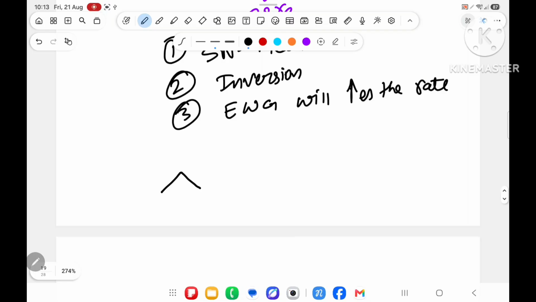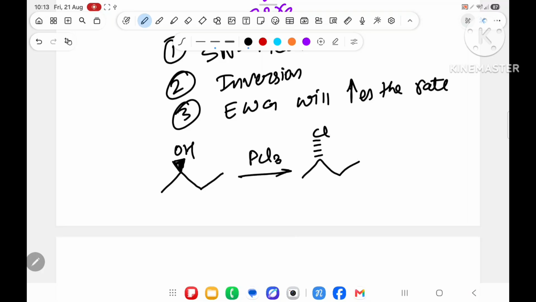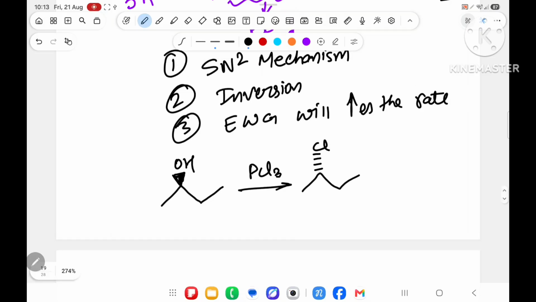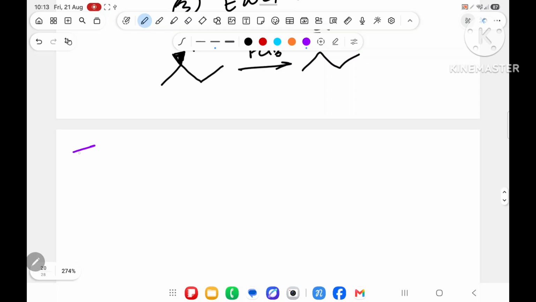Suppose there is a compound with OH on the wedge, and it reacts with PCl3. What is the product? You will say, sir, inversion, so the wedge will convert into dash. Understood? Yes sir. So this is also done. Red phosphorus with X2 is done. Now we are going to see the next one.